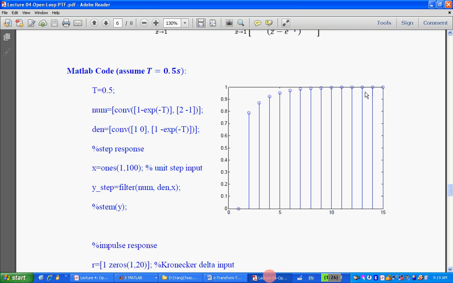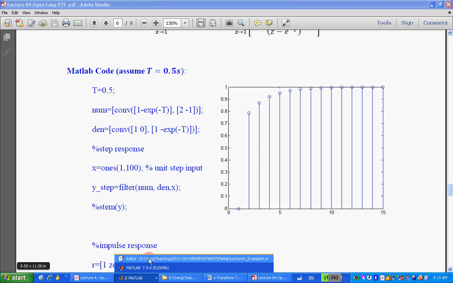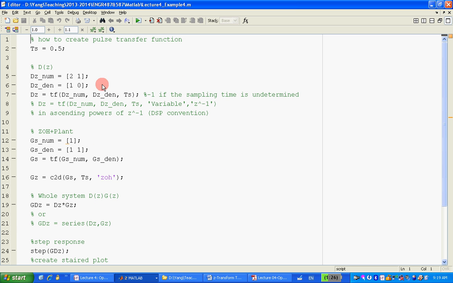Is that clear? In the updated lecture notes, I have a couple more examples. Instead of using filter, you can also use another command called stepz. So that's how you can do that. I have also uploaded a MATLAB file called Lecture4 example 4, and there's another one using TF, C2D, using multiplication, and using step to do the simulation. So check this out and verify this. This is something you can build upon for your future work. Okay, any questions? All good? Right.